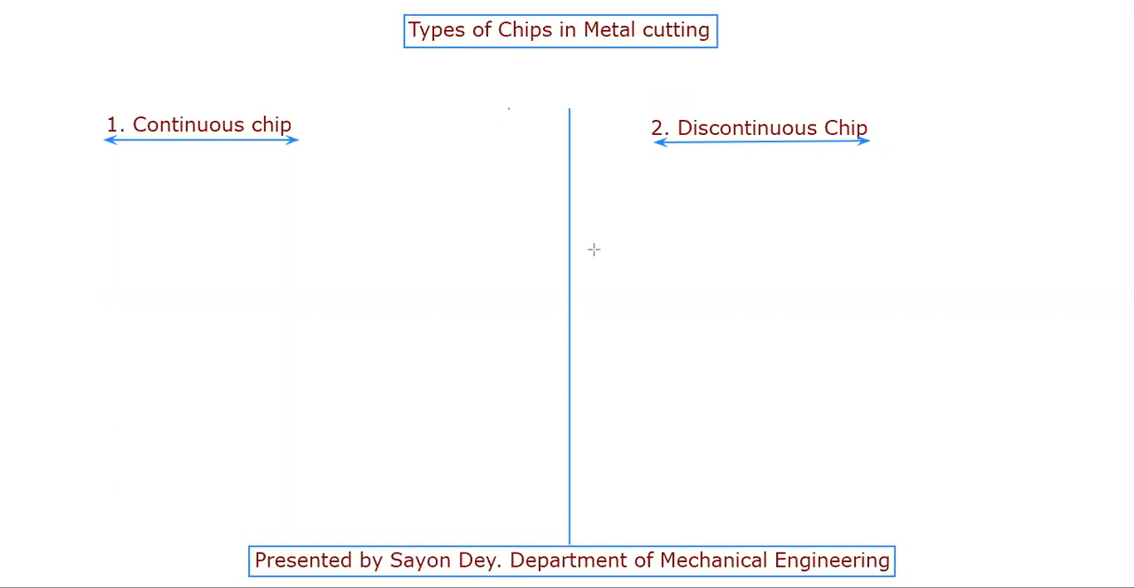So we can see there are basically two types of chips that generate during our metal cutting. First one is continuous type of chip and second one is discontinuous chip. Today I am going to discuss these types of chips. At first I am discussing this continuous type of chips. I'm going to show you how it looks like.